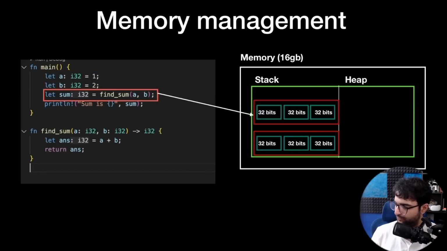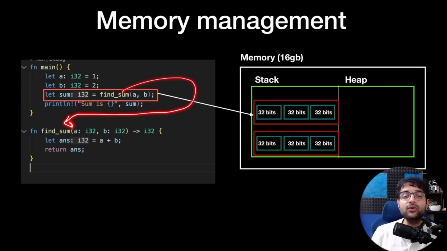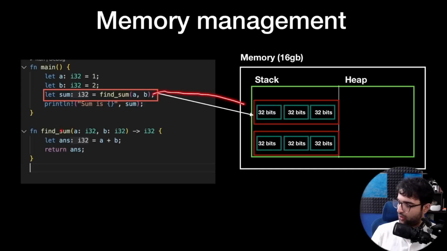The third variable, before it is stored, what happens? This function gets called. And what did I say? When you call more functions, they get pushed onto the stack. We push this function call onto the stack. We create a new stack frame for the find_sum function call. And how much memory does this need? It has a variable A it needs to store, a variable B, and a variable answer. So memory would look something like this.